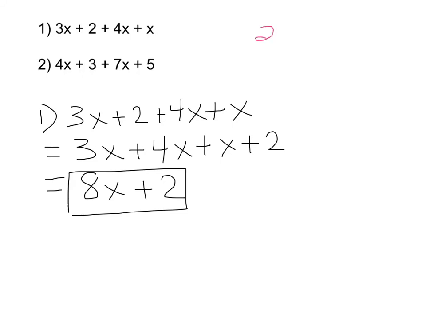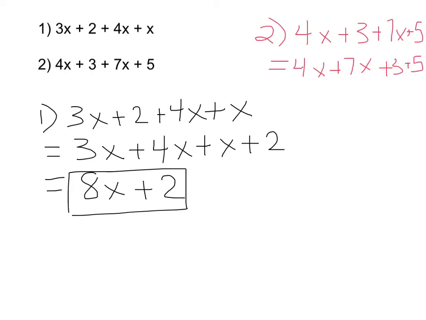Problem number 2 is 4x plus 3 plus 7x plus 5. And again, I always write my original problem. Then next step is I'm going to set it equal to things, but I'm going to just manipulate the problem and move like-minded pieces next to each other. So 4x and 7x are the same, so they're going to go next to each other. And the 3 and the 5 are both constants, and they're going to go next to each other.